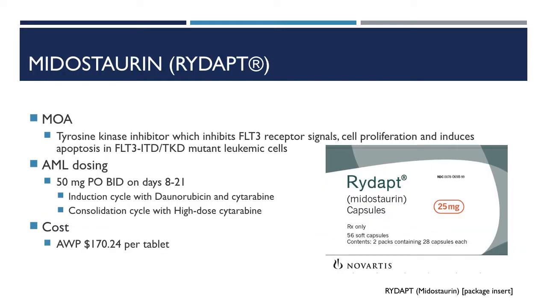Then we have midostaurin. So this is to target that poor prognostic factor of a FLT3 mutation, and it's a tyrosine kinase inhibitor, and it induces apoptosis in FLT3 ITD and TKD mutant leukemic cells. It's dosed 50 milligrams by mouth twice daily on days 8 through 21 as part of induction cycle chemo or consolidation cycle chemo. The reason it starts on day 8 is so that you can get your cytogenetic testing back after they have already begun their chemotherapy and get a hold of the drug. So hopefully that gives you enough time to do those things.